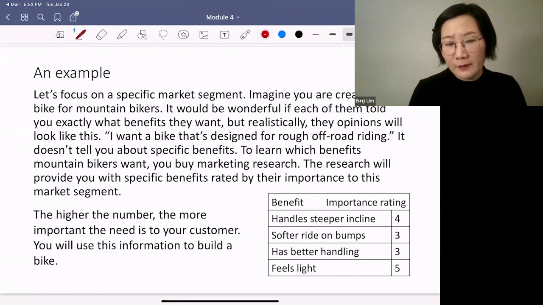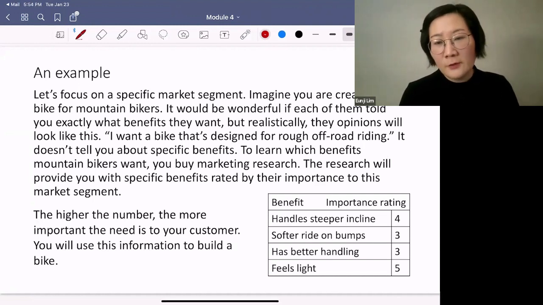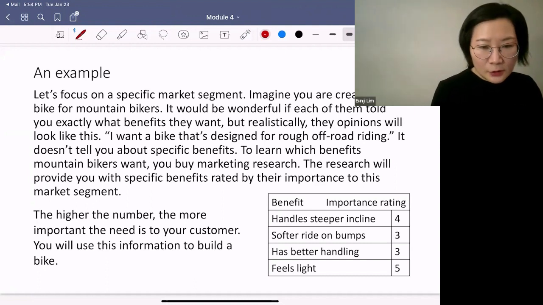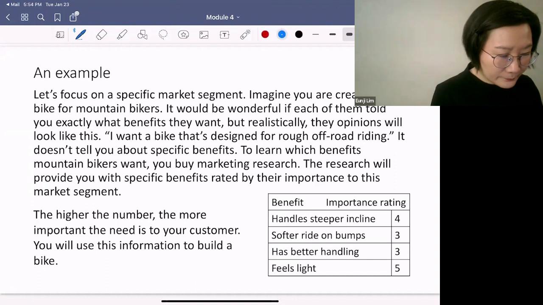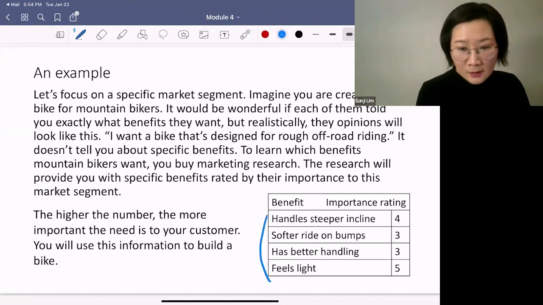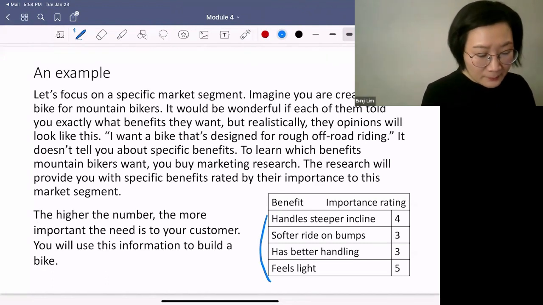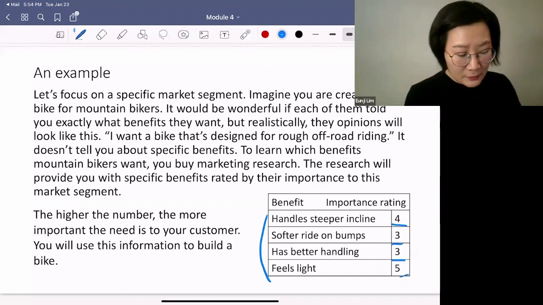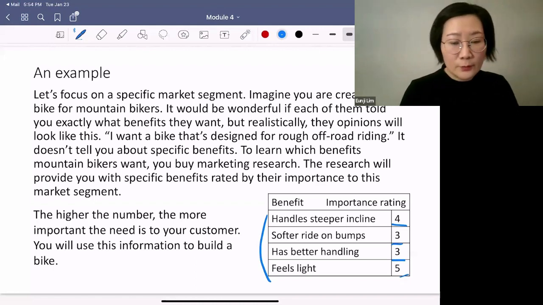To learn which benefits mountain bikers want, you buy marketing research. And the research will provide you with specific benefits rated by their importance to this market segment. So in this table, you have a list of benefits, handles steeper incline, softer ride on bumps, etc. And you also have their importance ratings. The higher the number, the more important the need is to your customer. So you'll use this information to build a bike.